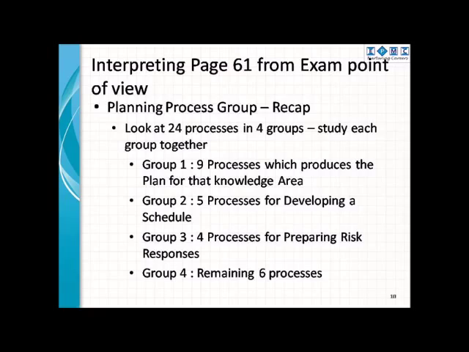Let us recap the planning process group. Totally there are 24 processes, but the processes can be broken up into 4 groups. The 4 groups are indicated on your screen. Group 1, Group 2 and Group 3 that we discussed constitute 18 out of 24 planning processes. That means 75% of planning process group processes can be grouped and studied systematically.